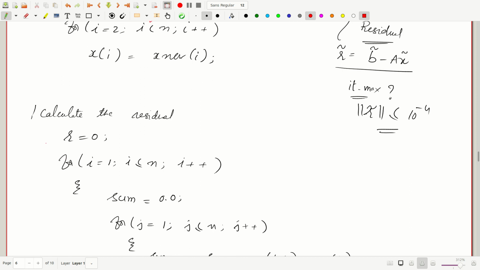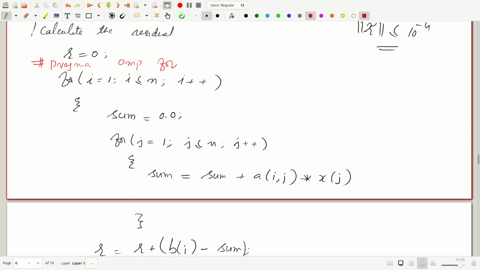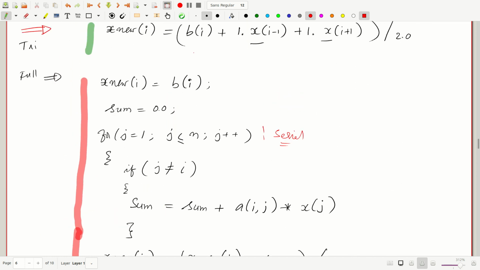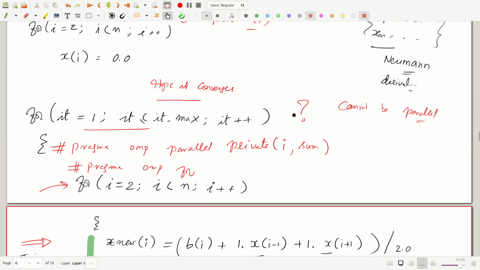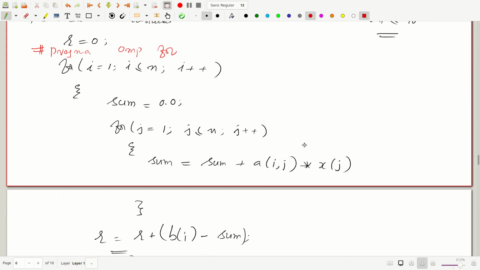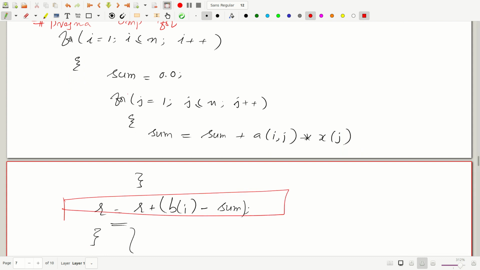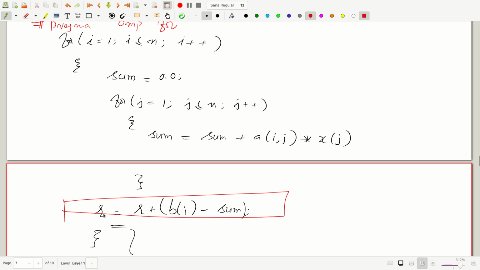Then of course we have the calculation of the residual. So here also you can put #pragma omp for, right? This would be a parallel loop. And then what about the variables here? Sum is already declared as private, and i, so we don't have to declare it again, because it is reused here. What about r? r is basically now being added by all the threads, and this is a reduction operation, right?